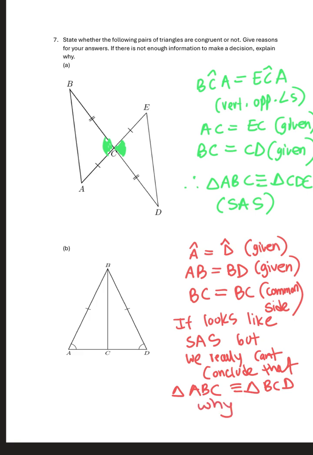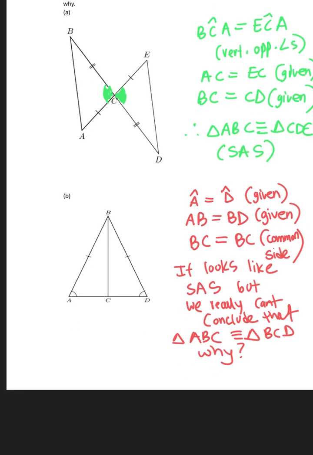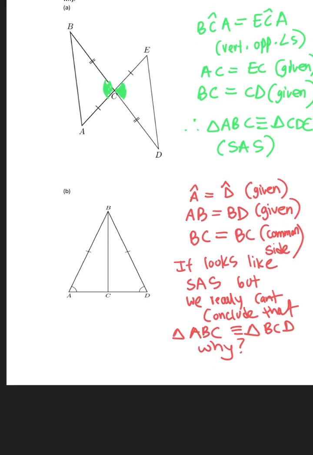Why? Because I can shift this line here, because we don't have enough information basically. That's the reason. We don't have enough information. The information that we don't have is that it looks like they are congruent, right? But in reality, we can't really conclude that they are congruent.